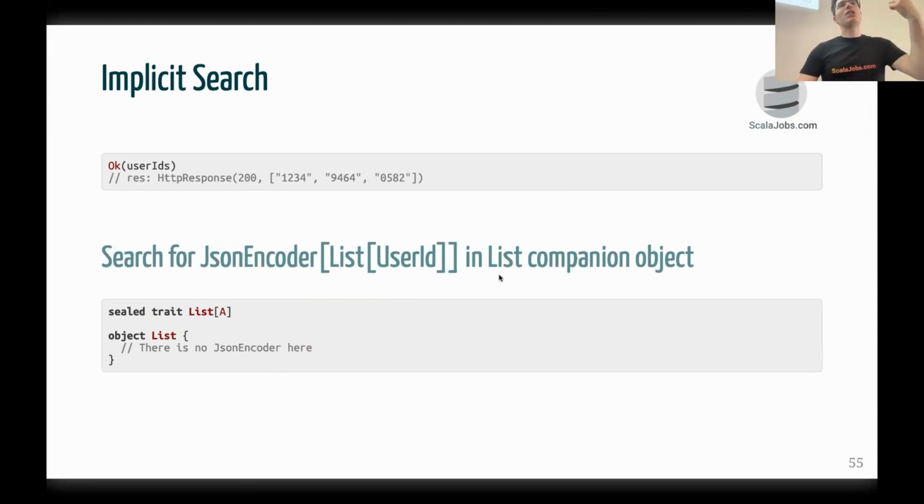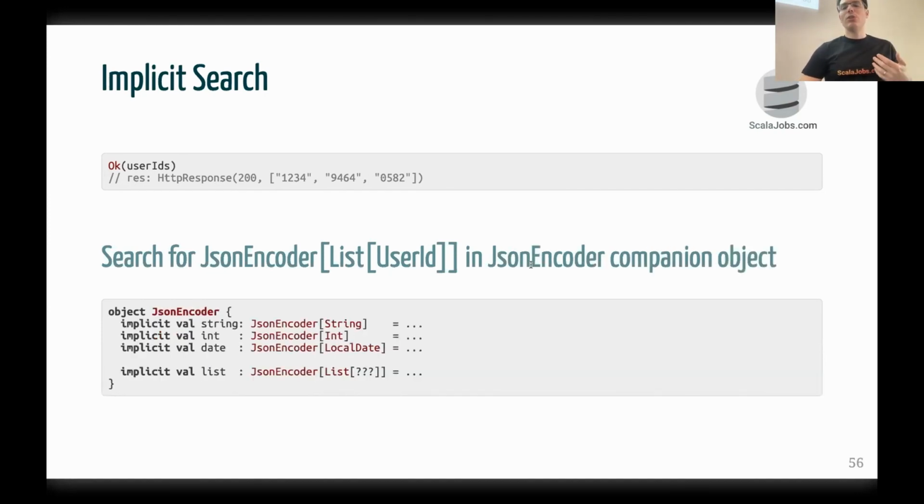So that's why there is a second rule for your implicit search that says that you can also search in the companion object of your type class. So for example, if you define an implicit in the JSON encoder companion object, then it will also be globally visible. So it's nice. So really the rule is, if it's a class that you control, it's inside of your code base, then do it in your companion object. If it's a class that you don't control because it's part of the Scala standard library or something else, you put it in the companion object of the type class.